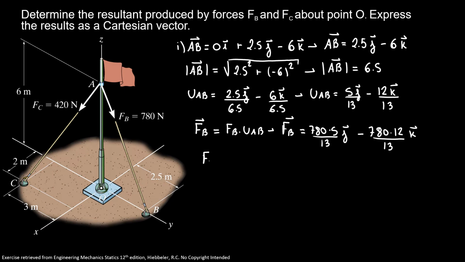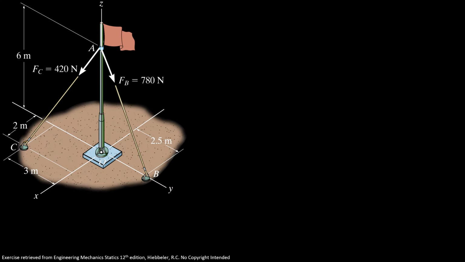So my vector FB is equal to 300j minus 720k. So we're gonna save this information. Now we're gonna do the same approach, but now for the vector AC. So my vector AC is 2i minus 3j minus 6k.